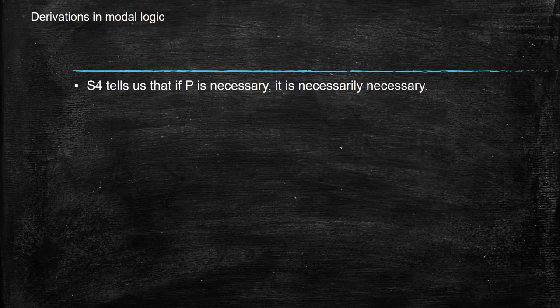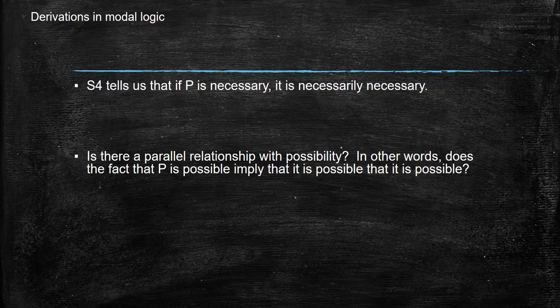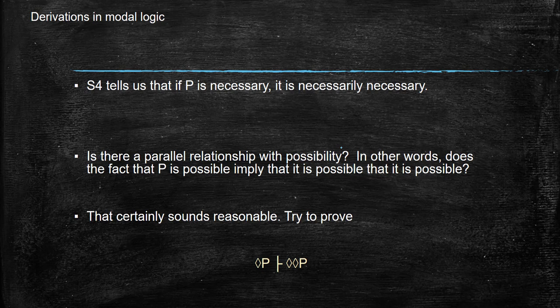So S4 tells us that if P is necessary, it is necessarily necessary. So is there a parallel relationship with possibility? In other words, does the fact that P is possible imply that it is possible that it is possible? Certainly sounds reasonable. So let's try to prove that.